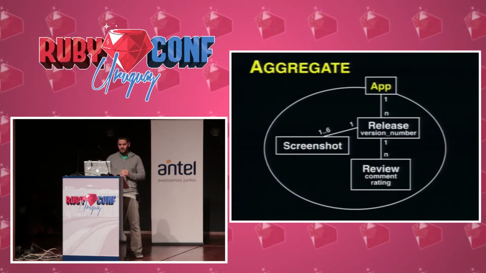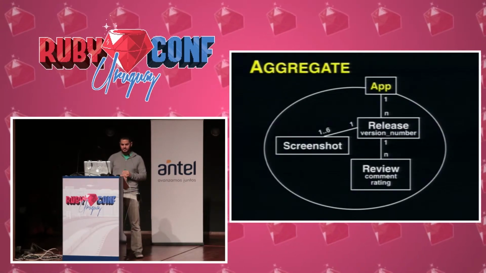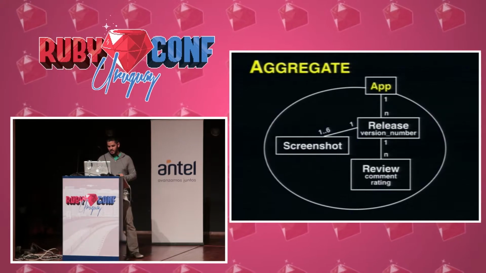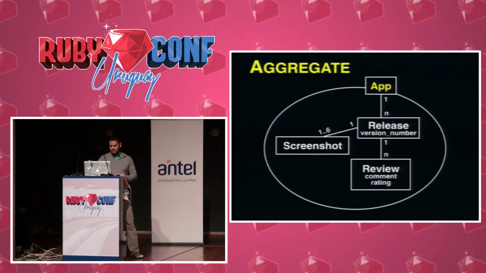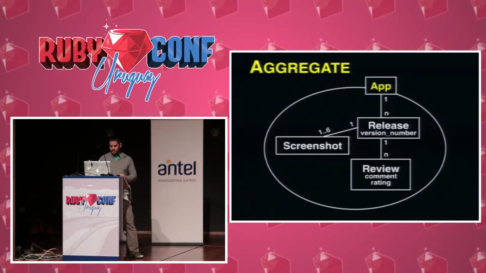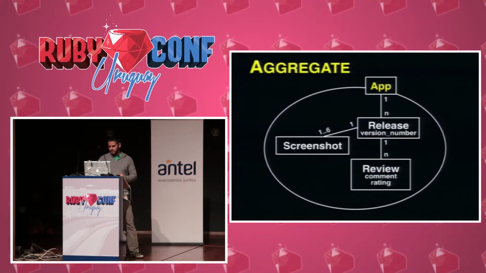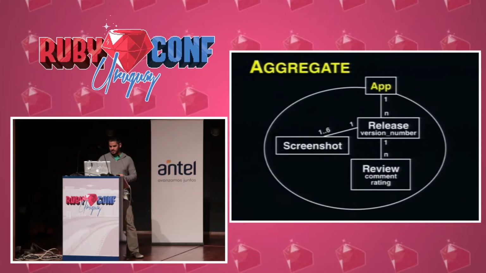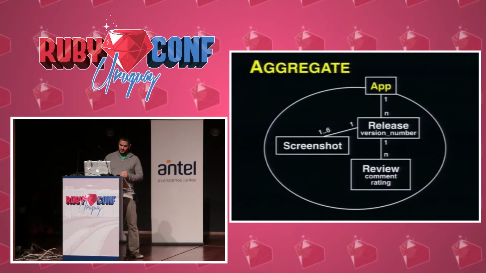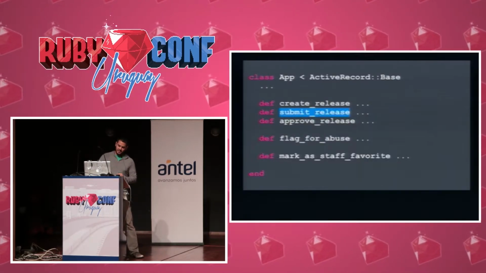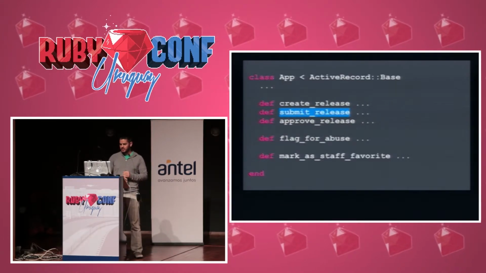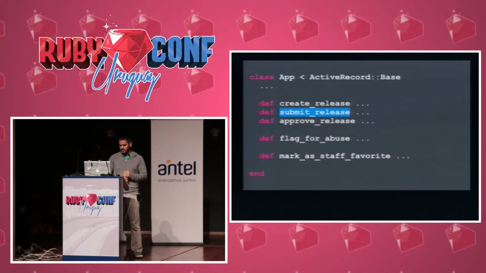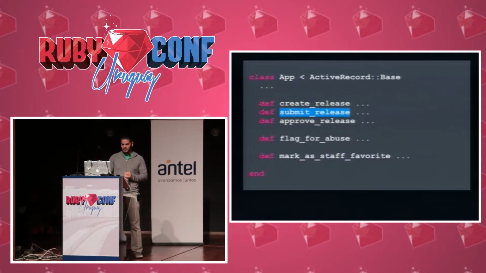So we're starting to build an aggregate. App in our example is an aggregate root. We have releases, screenshots, and reviews. And if we look at the code for what an app model looks like, you can see that we have these high-level methods. So we have our submit release here. We also have these other methods: create release, approve release, flag for abuse, mark as staff favorite.